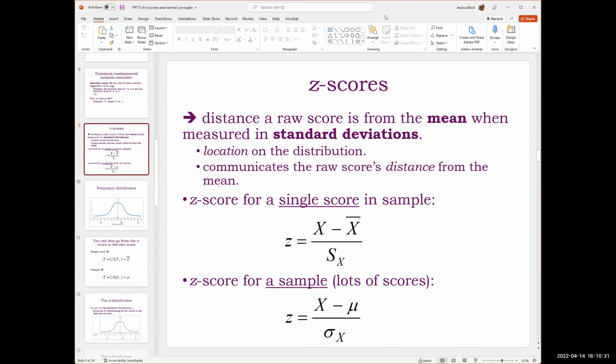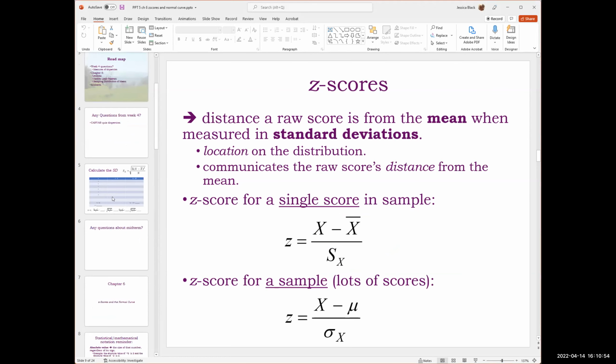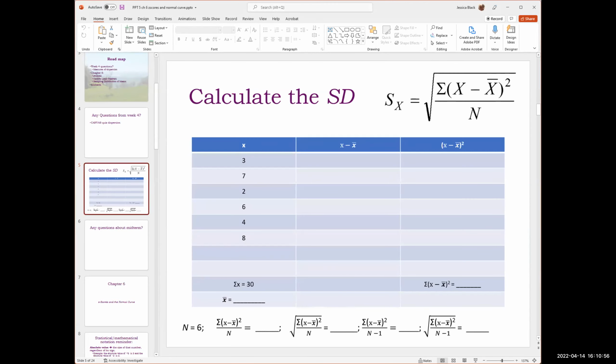Okay. Right here, I want to call your attention to z-score for a single score and a sample. So this is what you need to calculate for your extra credit to get your personal z-score. This is the sample standard deviation, okay? So you're already calculating this, but you need the sample standard deviation. So for that, go back here, and we have to calculate this, and Jamovi won't calculate this, so you have to do it yourself, right?